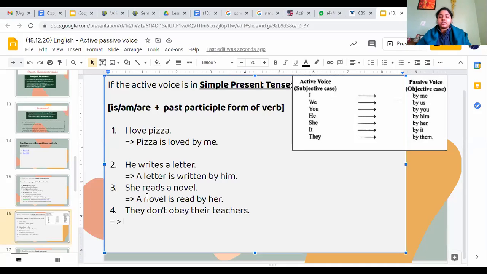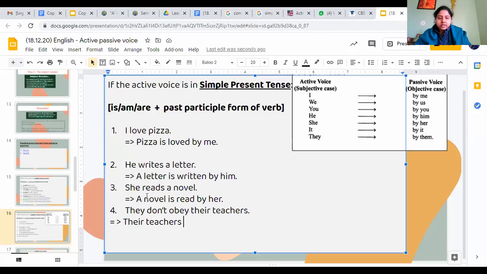They don't obey their teachers. Send in the answer for this. How will you convert it? I can see the subject; the object will become the subject. So their teachers will come first. Let's see the answers. Everyone send your answers. I can see a lot of right answers. There is some confusion about the tense. The third form of obey is obeyed. So include that. Past participle form of obey is obeyed.